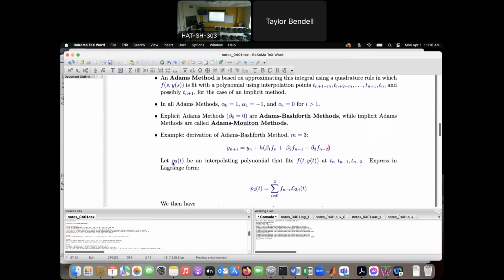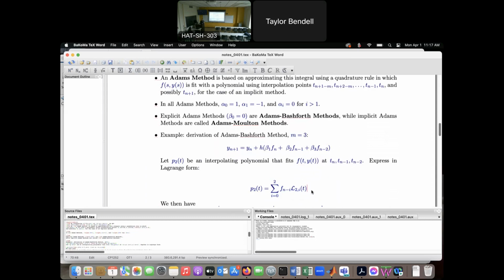So I define P2 of t to be an interpolating polynomial that fits this function at these time values. Because I have a three-step method, I need three time values, starting from Tn and working your way back. So that's how we end up with Tn, Tn minus 1, Tn minus 2. Then I write my interpolating polynomial in Lagrange form.